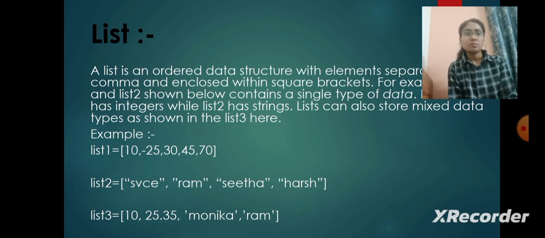In the example, list 1 contains a single type of data and has integers, while list 2 has strings. Lists can also store mixed data types, as shown in list 3, that is numbers and words.